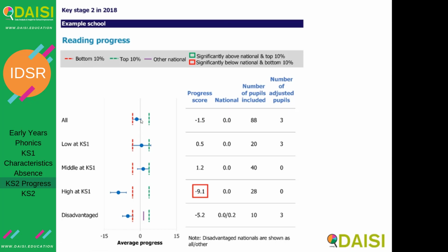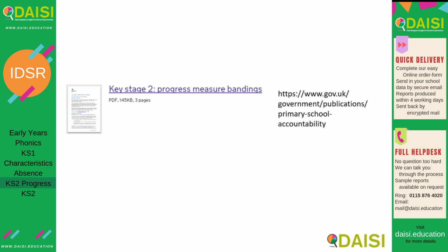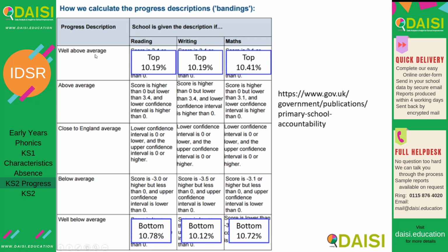However, significantly above and significantly below is rather old currency. In April 2017, the government introduced the progress measure bandings, which divided significantly above into 2 and significantly below into 2. Now, what is the difference between above average and well above average? The difference is whether your school progress is in the top or bottom 10%.